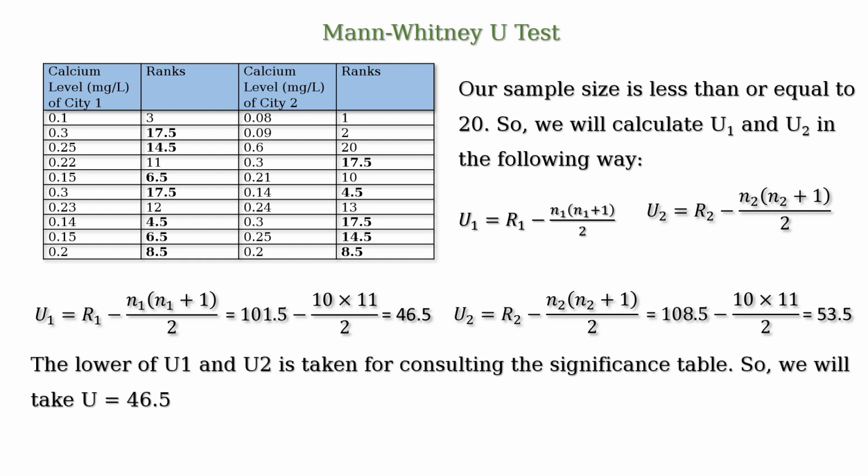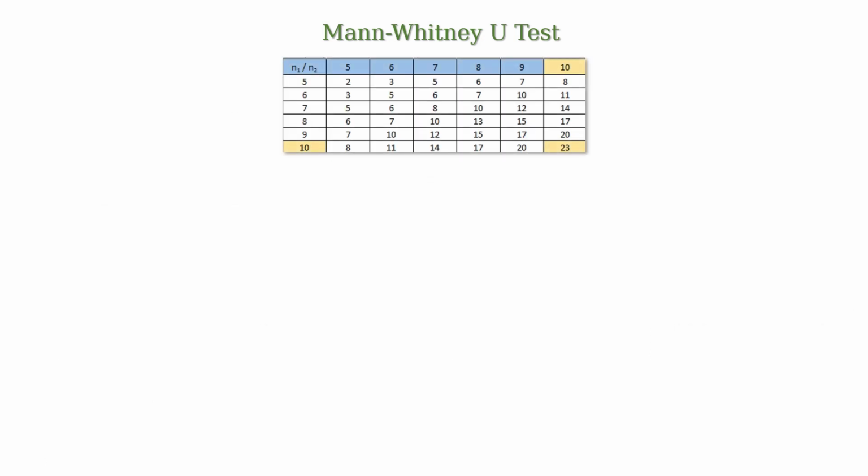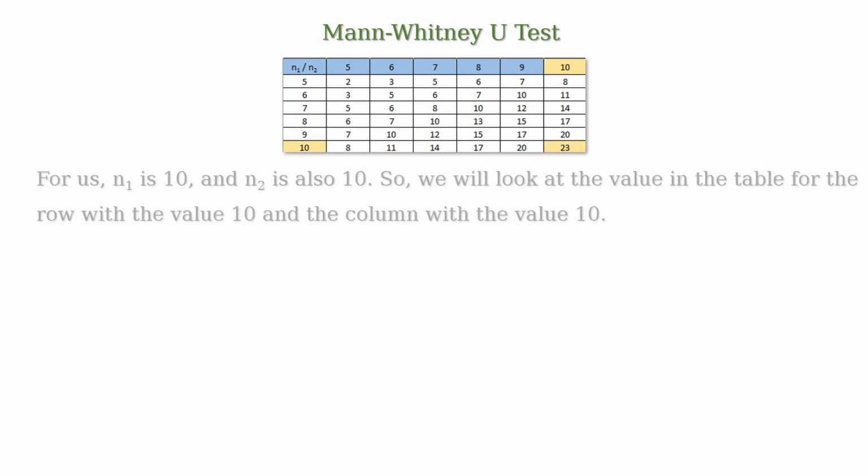The lower of U1 and U2 is taken for consulting the significance table. So, we will take U is equal to 46.5. Please note that U1 plus U2 is equal to N1 times N2. For us, N1 is 10 and N2 is also 10. So, we will look at the value in the table for the row with the value 10 and column with the value 10.